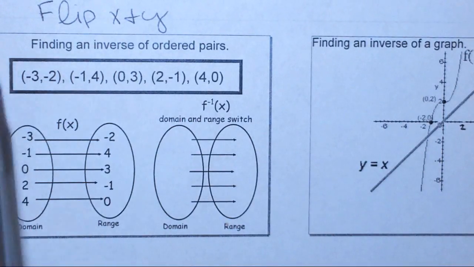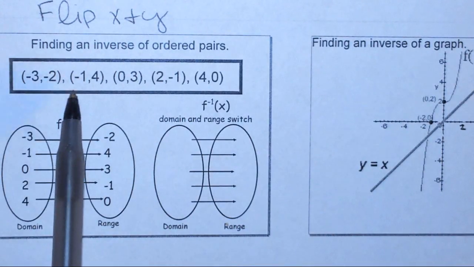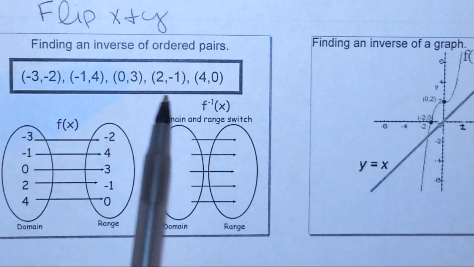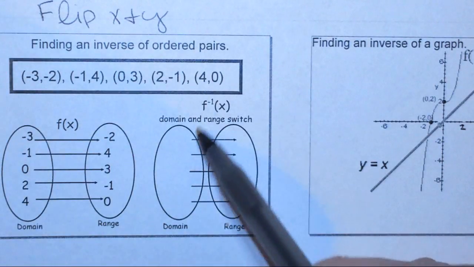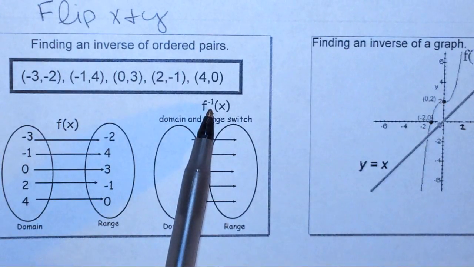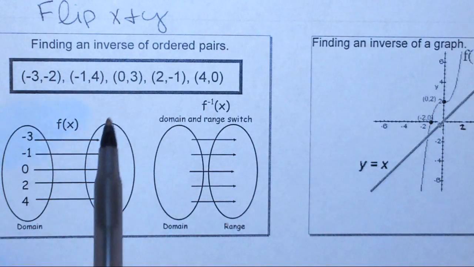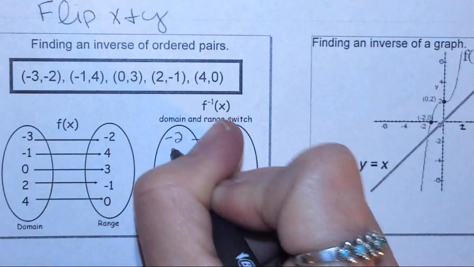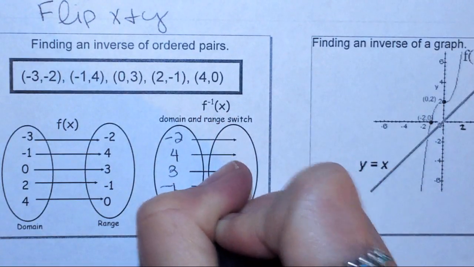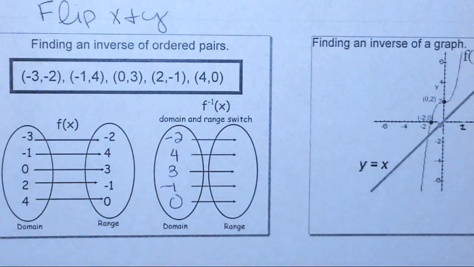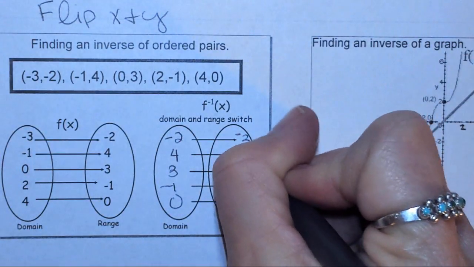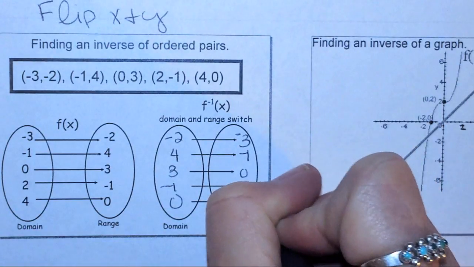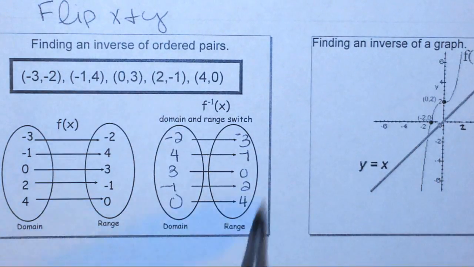So on this data right here, we have negative 3, negative 2, negative 1, 4, 0, 3, 2, negative 1, and 4, 0. So if I want to write the inverse, and here's my notation for inverse, I take everything that was a y, and it becomes my new x, also known as the domain, and everything that was an x will now become a y. So this is my new range. This is the inverse of f of x.